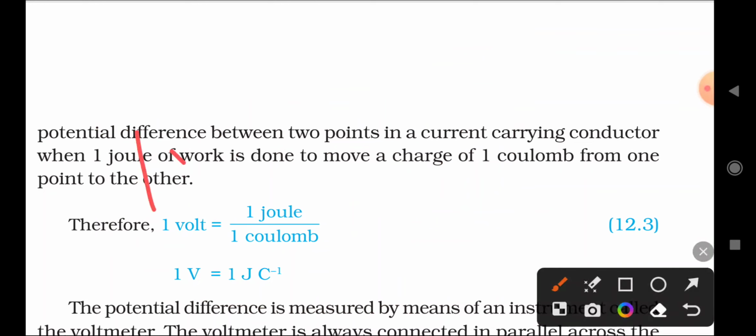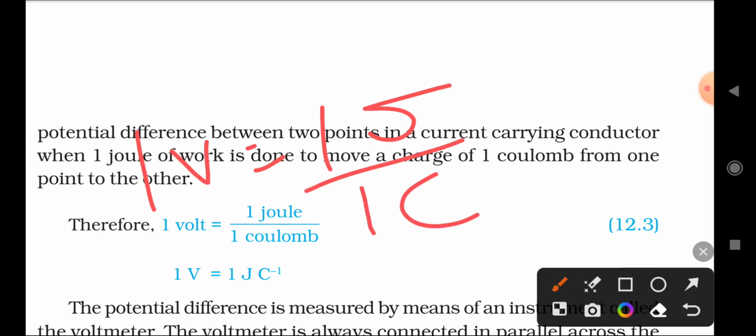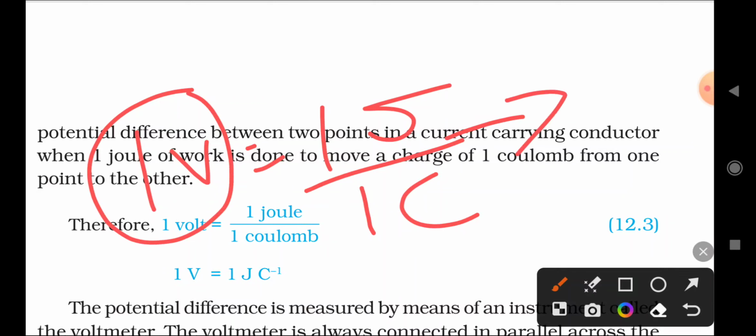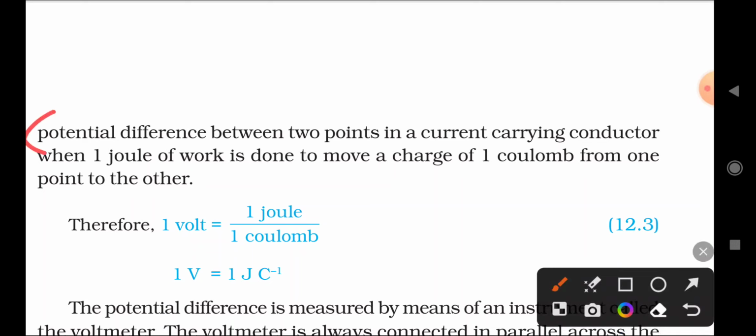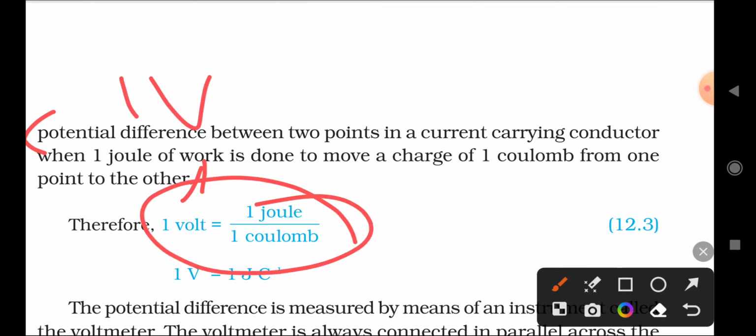So what is the formula? 1 volt is equal to 1 joule divided by 1 coulomb of charge. Means 1 joule of energy is required to move 1 coulomb of charge. Then they will constitute how much voltage? 1 volt. 1 joule of energy is required to move 1 coulomb of charge means they will produce only 1 volt. So the definition of 1 volt is from this point to this, and this is the formula. Right?